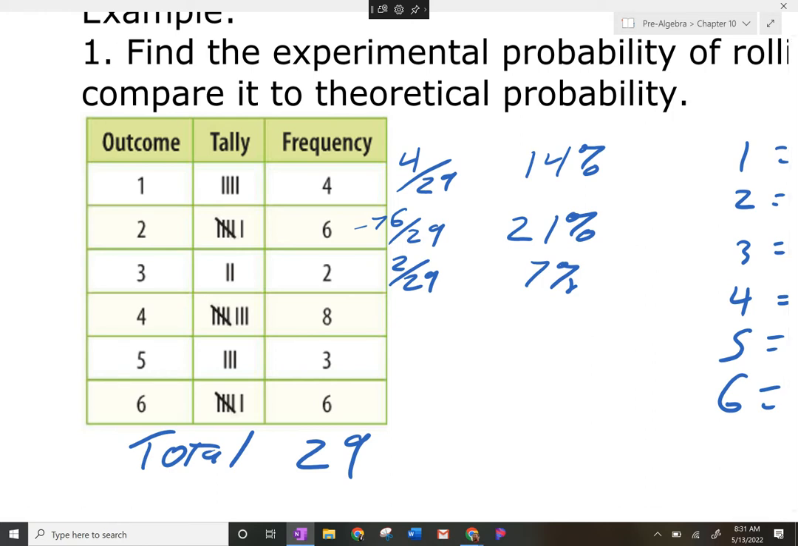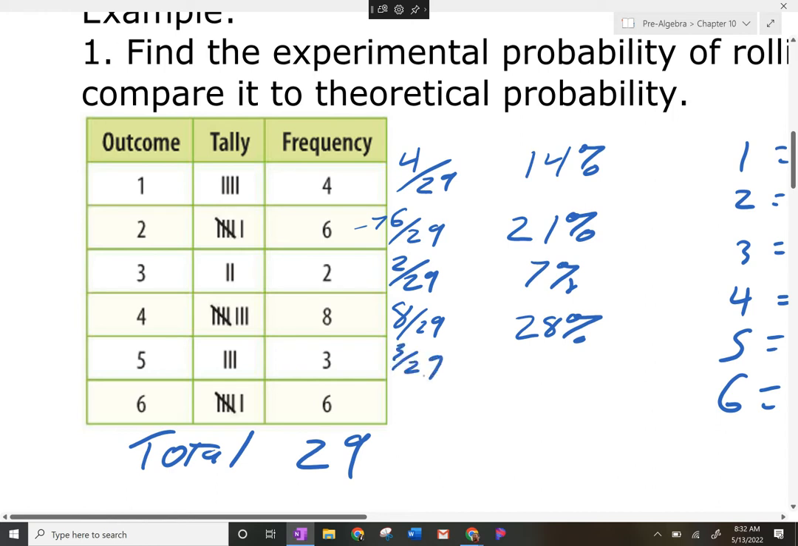Number 4, 8 over 29. So 8 divided by 29 gives me a 28%. For the next one, 3 over 29, which gives me a 10%. And then 6 over 29, perfect, 21, because we had that one before, fantastic.